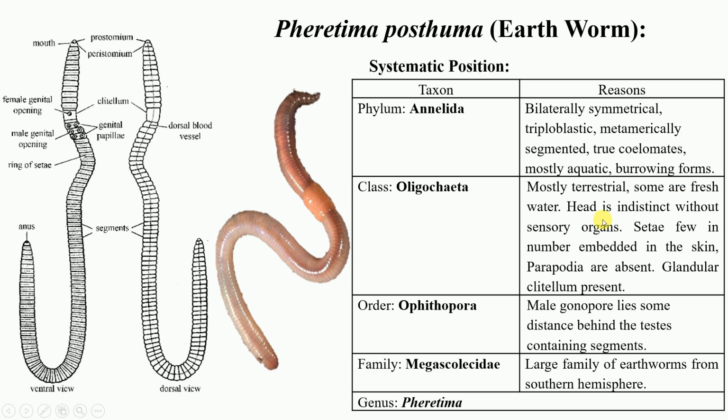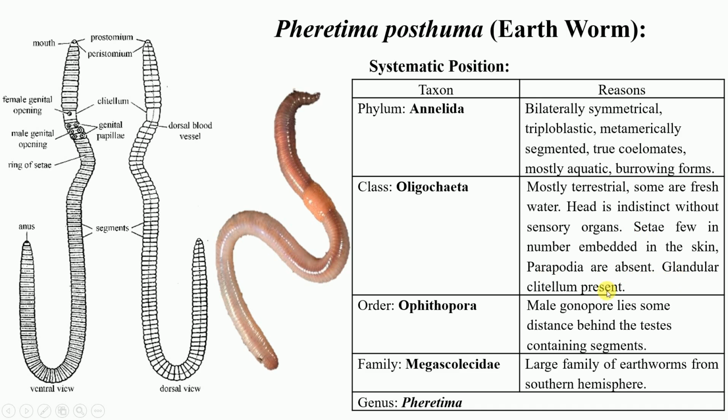Now here the head is indistinct without sensory organs. So sensory organs are generally absent among the oligochaeta. Now setae, which are the locomotory organs, are few in number and embedded into the skin, and that is from the ventral side only. So the ventral part of the body is only provided with these locomotory organs known as setae, which are roughly S shaped. Then parapodia are completely absent among the oligochaeta.